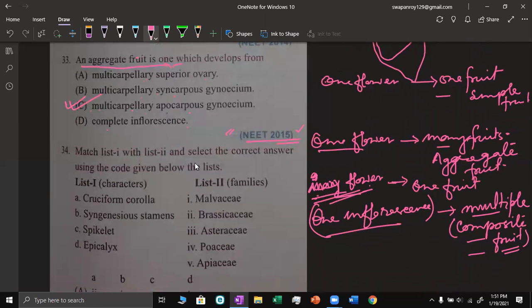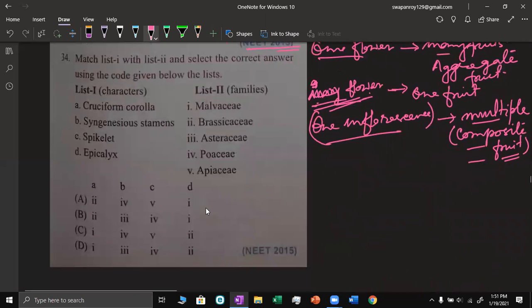Next is: match list one with list two and select the correct answer. What is this? Cruciform corolla. This is also cruciform corolla. The corolla is cruciform. Naturally, it is in Brassicaceae or Cruciferae. This is also known as Cruciferae.